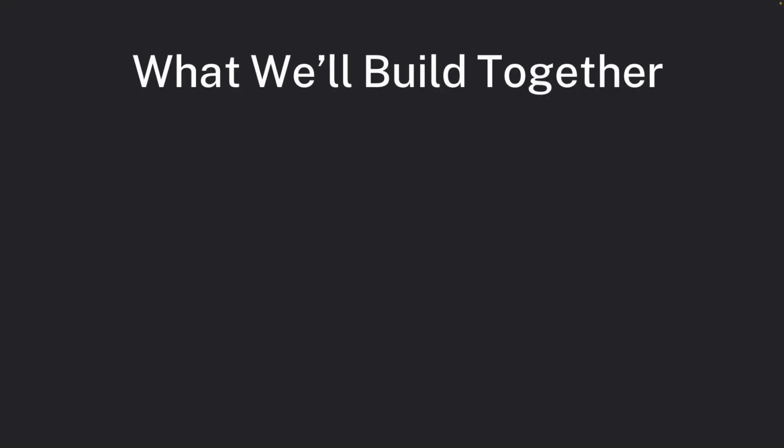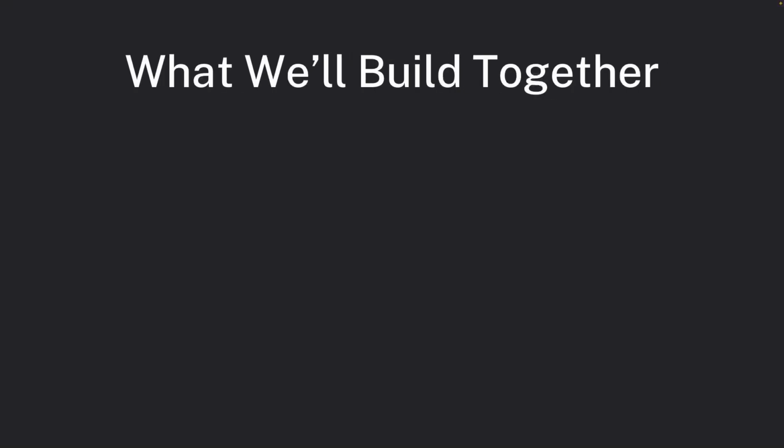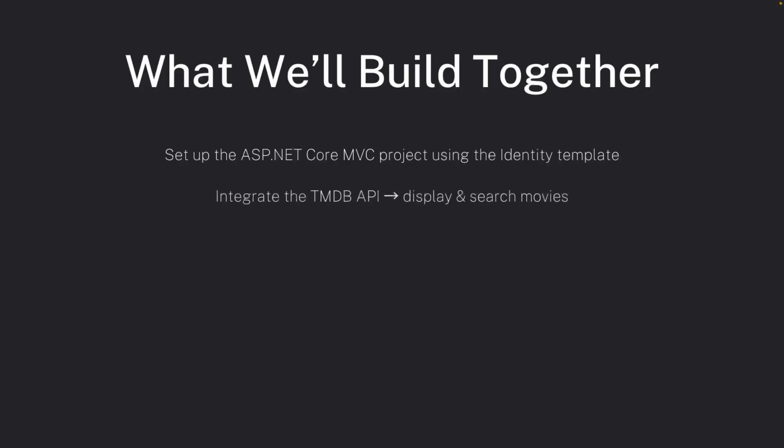Here is a clear overview of what we'll build together. We'll start by setting up an ASP.NET Core MVC project using the Identity template, so we have user registration and login ready from the start. Then we'll integrate the TMDB API to search and display popular movies. After that, we'll bring in the OpenAI API to recommend movies based on mood.